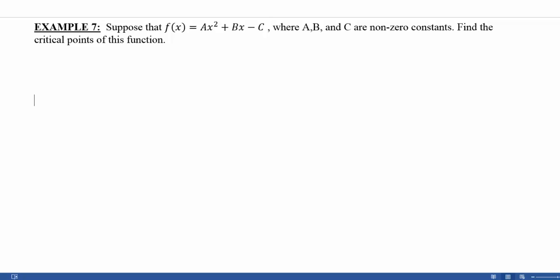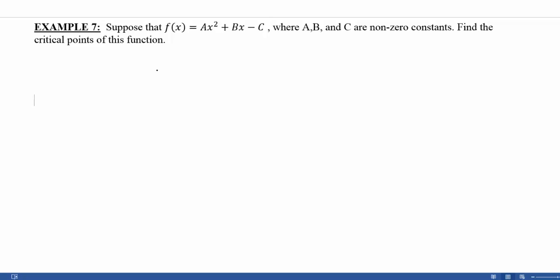Example 7. Suppose that f of x equals ax squared plus bx minus c, where a, b, and c are non-zero constants. Find the critical points of this function. So again, my independent variable here is x. Everything else is a number. So if I want to talk about critical points, again, I'm interested in where my first derivative is 0 or undefined.